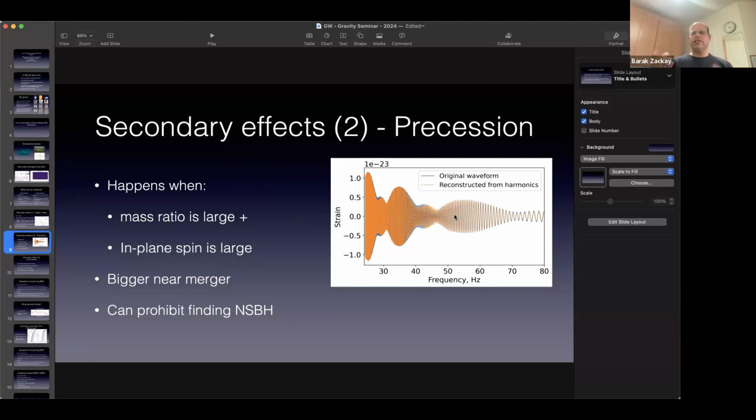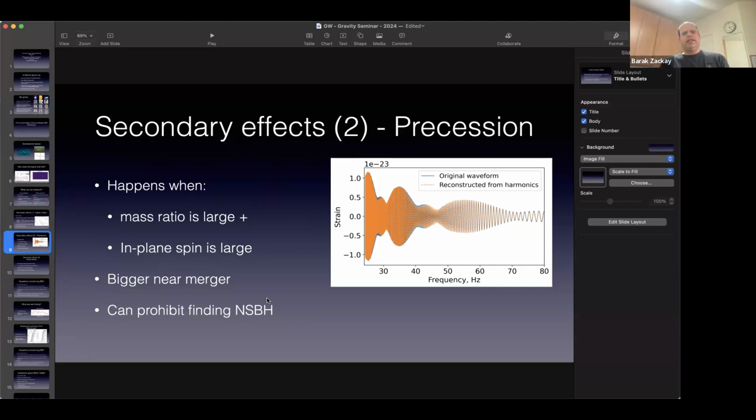But this condition, that the angular momentum of the orbit will be comparable to the angular momentum of the spins of the black holes, requires some special conditions to happen. First of all, it needs to be very relativistic. So near the end of the system, it's more important because the angular momentum of the orbit shrinks when the system becomes more and more compact. Okay.